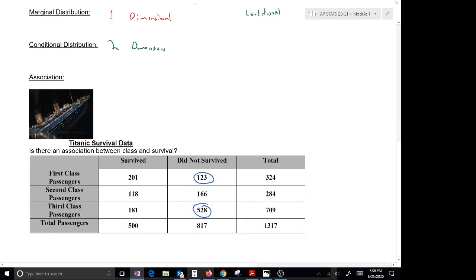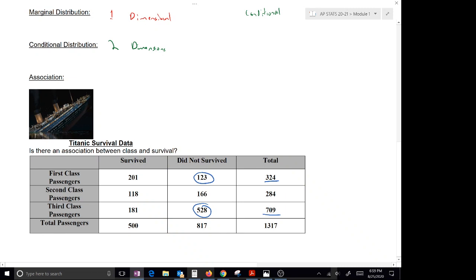Which total do we want to use? Do we want to compare it to the 817? This is the total number of people who didn't survive. Or do I want to look at this total, which is the total number of third class passengers? Well, the answer is I want to compare it to these numbers. Okay, the original set. I want to know what percentage of my first class passengers didn't survive, and I want to know what percentage of my third class passengers didn't survive.